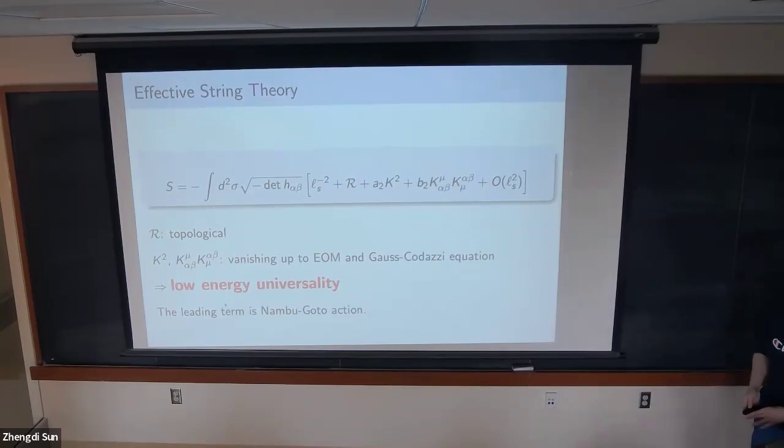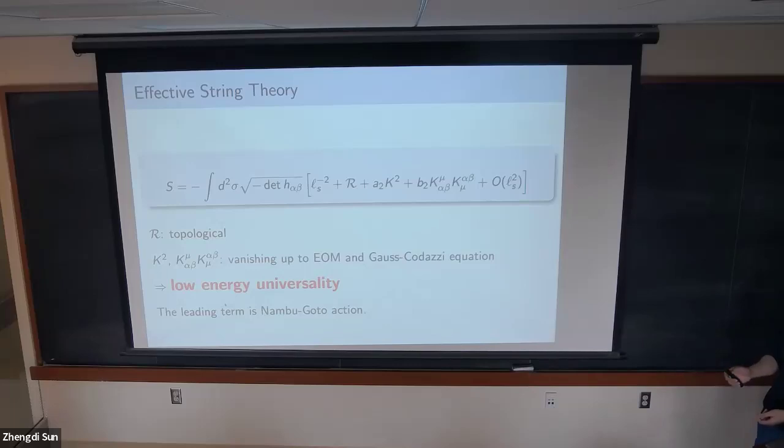And so if you look at the first few leading terms, we see that the leading order is given by the Nambu-Goto action, so it's a constant here. And then the next is given by the Ricci scalar and some combinations of the extrinsic curvature. And if we apply the equations of motion and also the Gauss-Codazzi equation, we can see that all of these terms vanish besides one topological term, which is irrelevant in the case that we only consider a straight string.